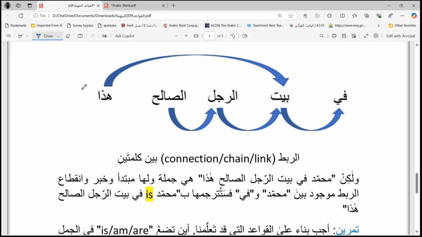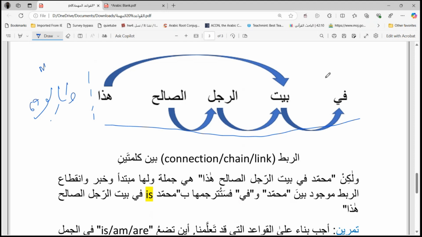the mubtada is missing. Mubtada is missing. Meaning, in this house of the righteous men, for example, is a student, you can say talibun. This talibun, when it comes, it will be the mubtada. In this house of the righteous men is a student, then you can write here talibun. That will be mubtada, and all of it is khabar. So this is known as the rule of break in the chain.